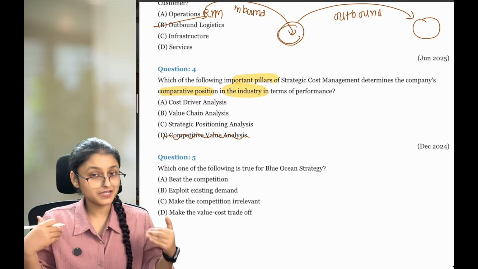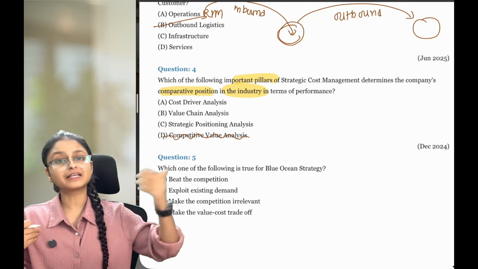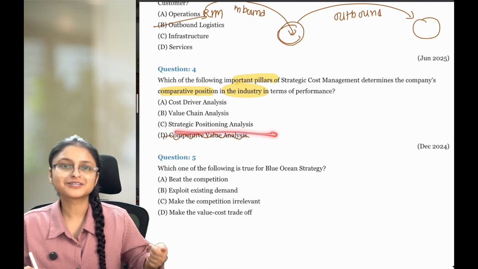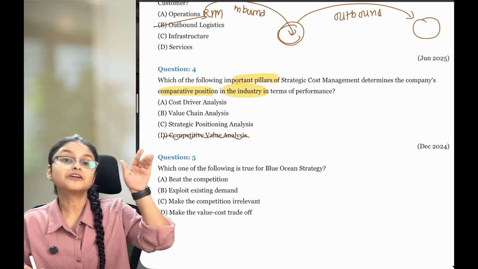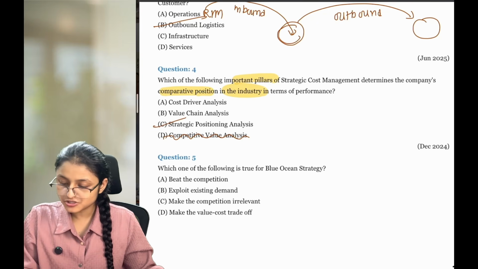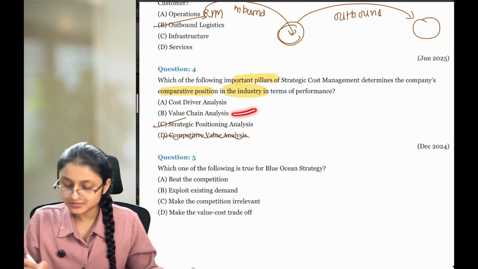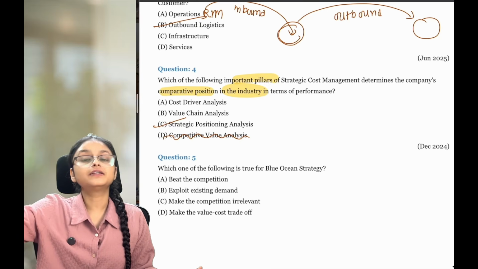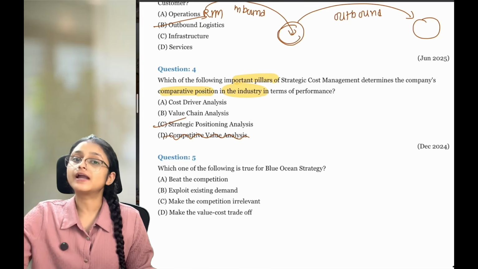Comparative position, where we are seeing how we are performing as compared to our competitors, happens in strategic positioning analysis, where we are seeing where we are positioned as compared to our competitors. What is value chain analysis? Where you are finding out what the value adding activities and non-value adding activities are, removing those non-value adding activities and keeping those value adding activities.